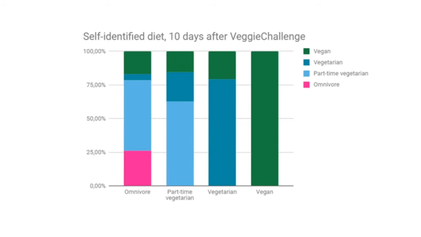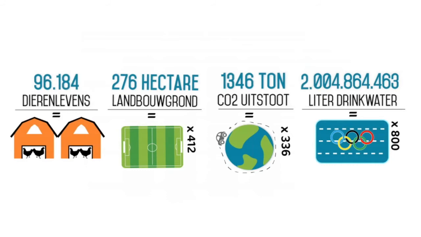I'm looking at the part-time vegetarians now. Some of them remained part-time vegetarians. Some of them became vegetarians. And this way you get an idea of the sort of changes that you're seeing, and you can use those to improve your message and to improve your campaign. It also allows you to make nice guesstimates of the amount of animals that you're saving.